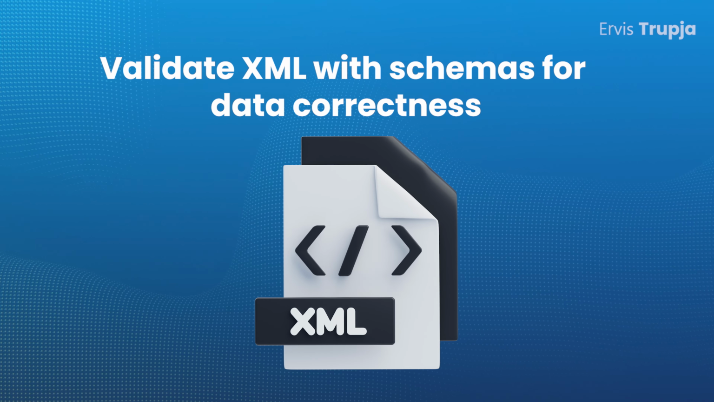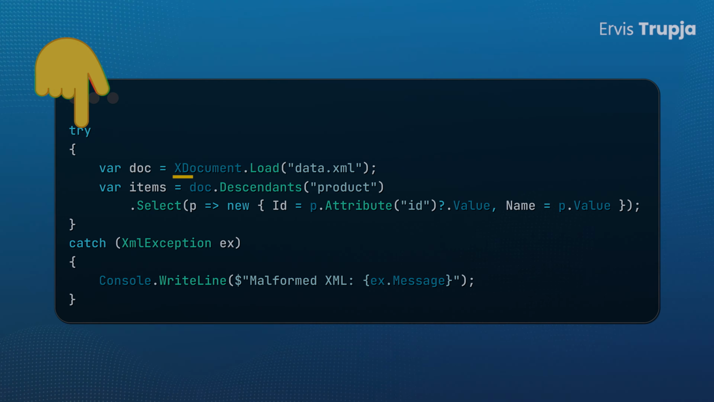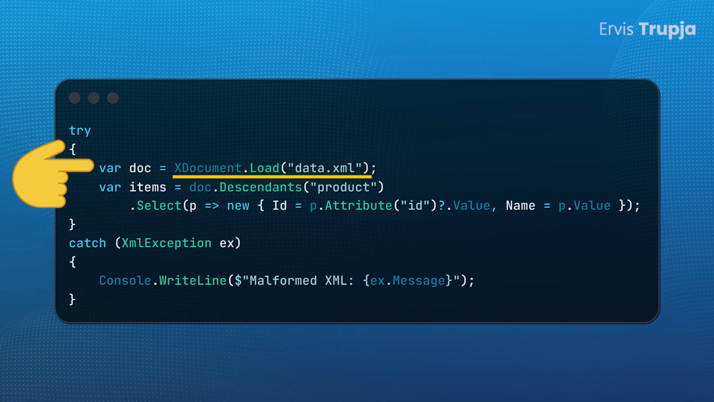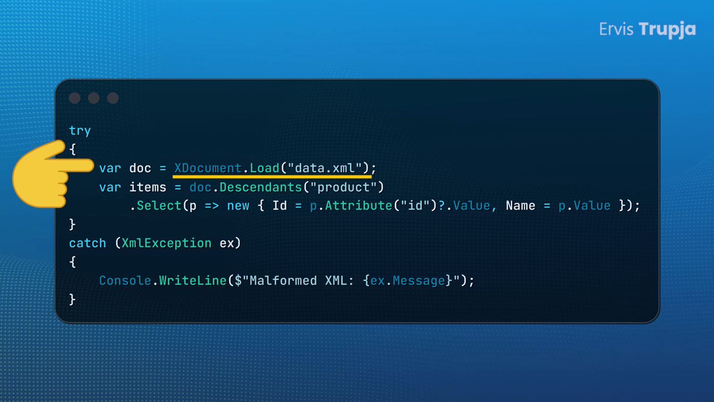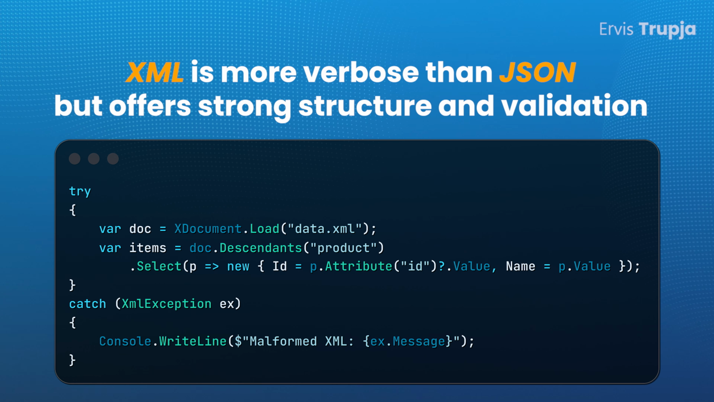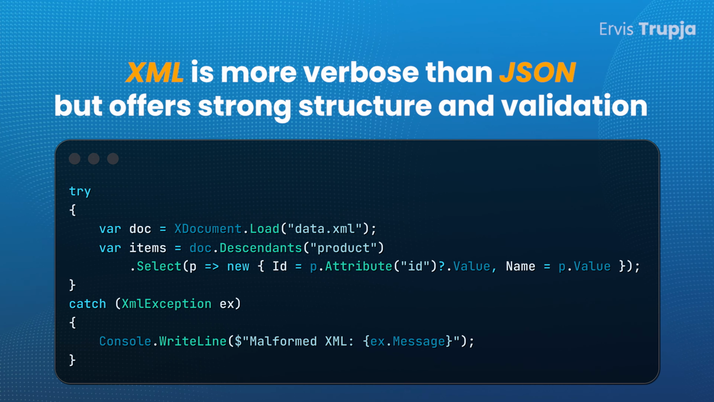Validate XML with schemas for data correctness. Handle malformed data with try-catch to prevent crashes, and favor XDocument in modern code for its cleaner API. XML is more verbose than JSON, but offers strong structure and validation.